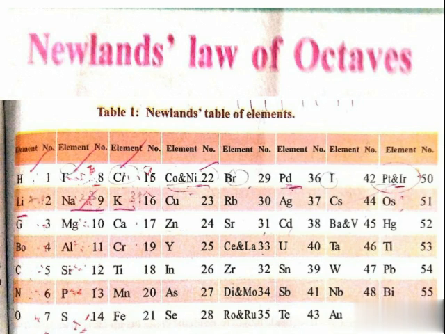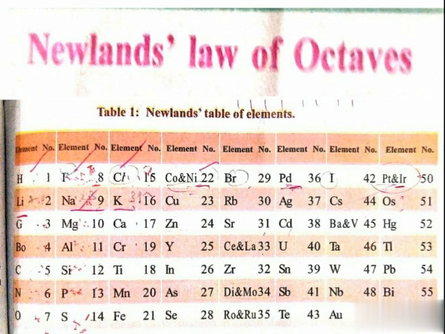Newland's table was restricted to only 56 elements, and he did not leave any room for new elements. In Newland's periodic table, only 56 elements were there. In the future, some more elements would be discovered, but he did not leave any empty place for the elements which would be discovered in the future.